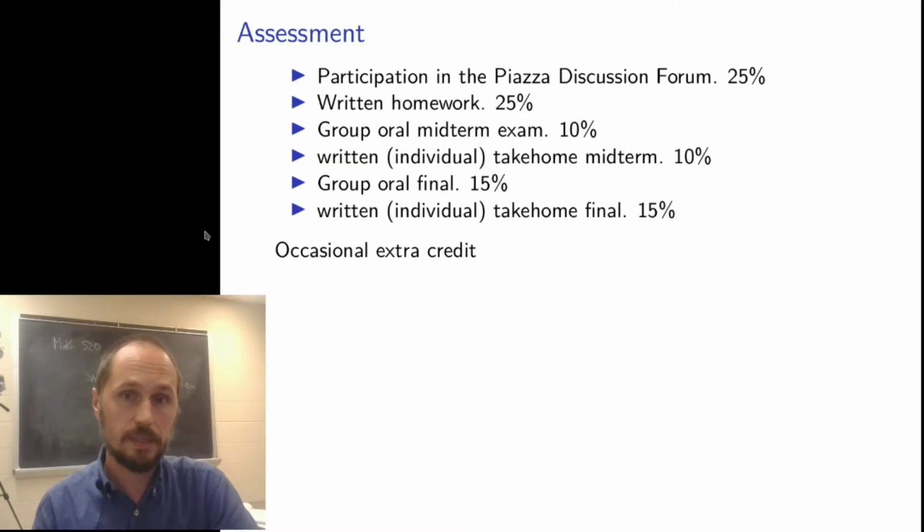Okay, so assessment in this class is going to be based on these 6 items. First of all, there's going to be participation in the discussion forum. That's worth 25% of the course grade. Written homework will be worth 25% of the course grade. And then we are going to have a group oral midterm test together with a written midterm. And then we're going to have a group oral final together with a written take-home final. And there will be occasional extra credit.